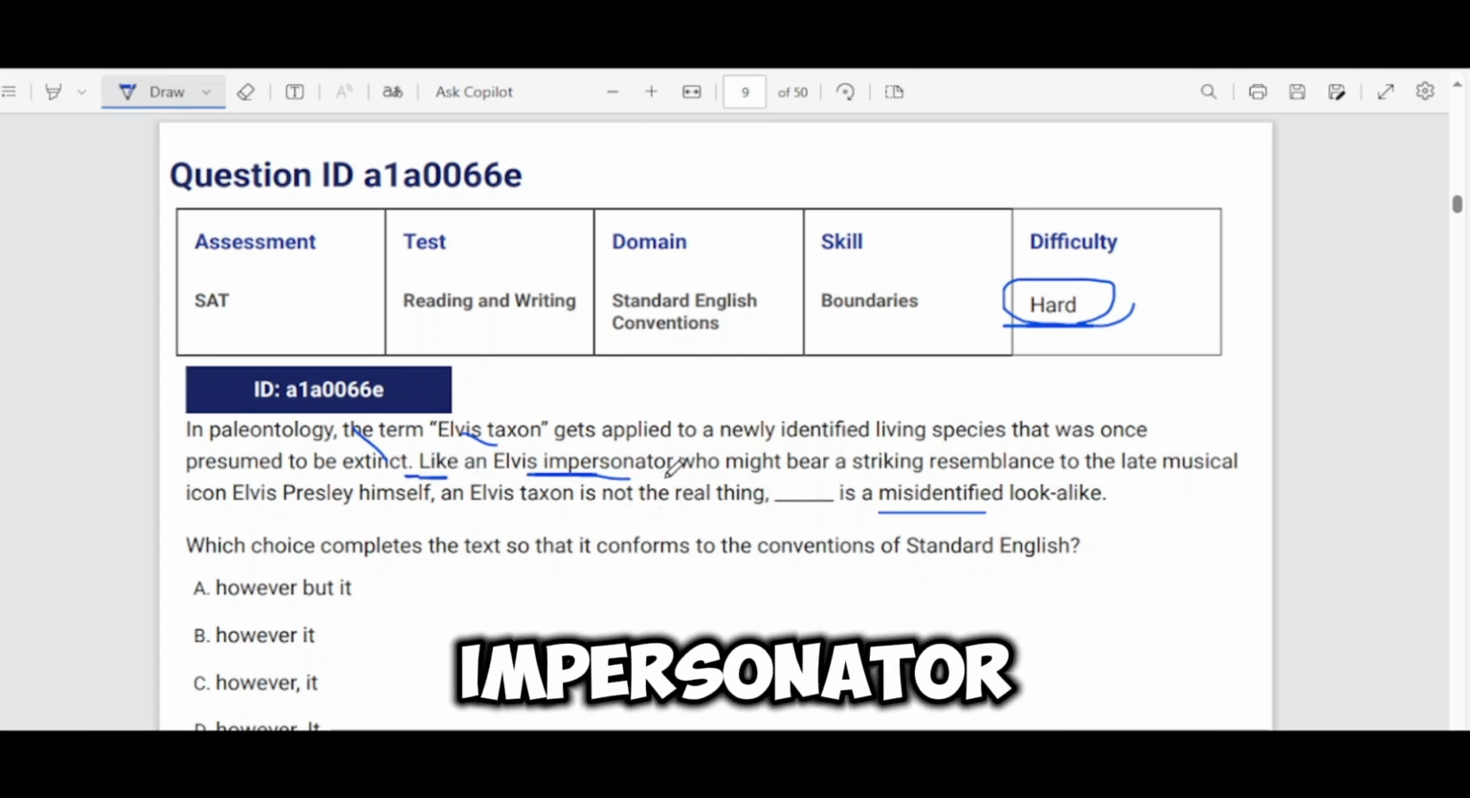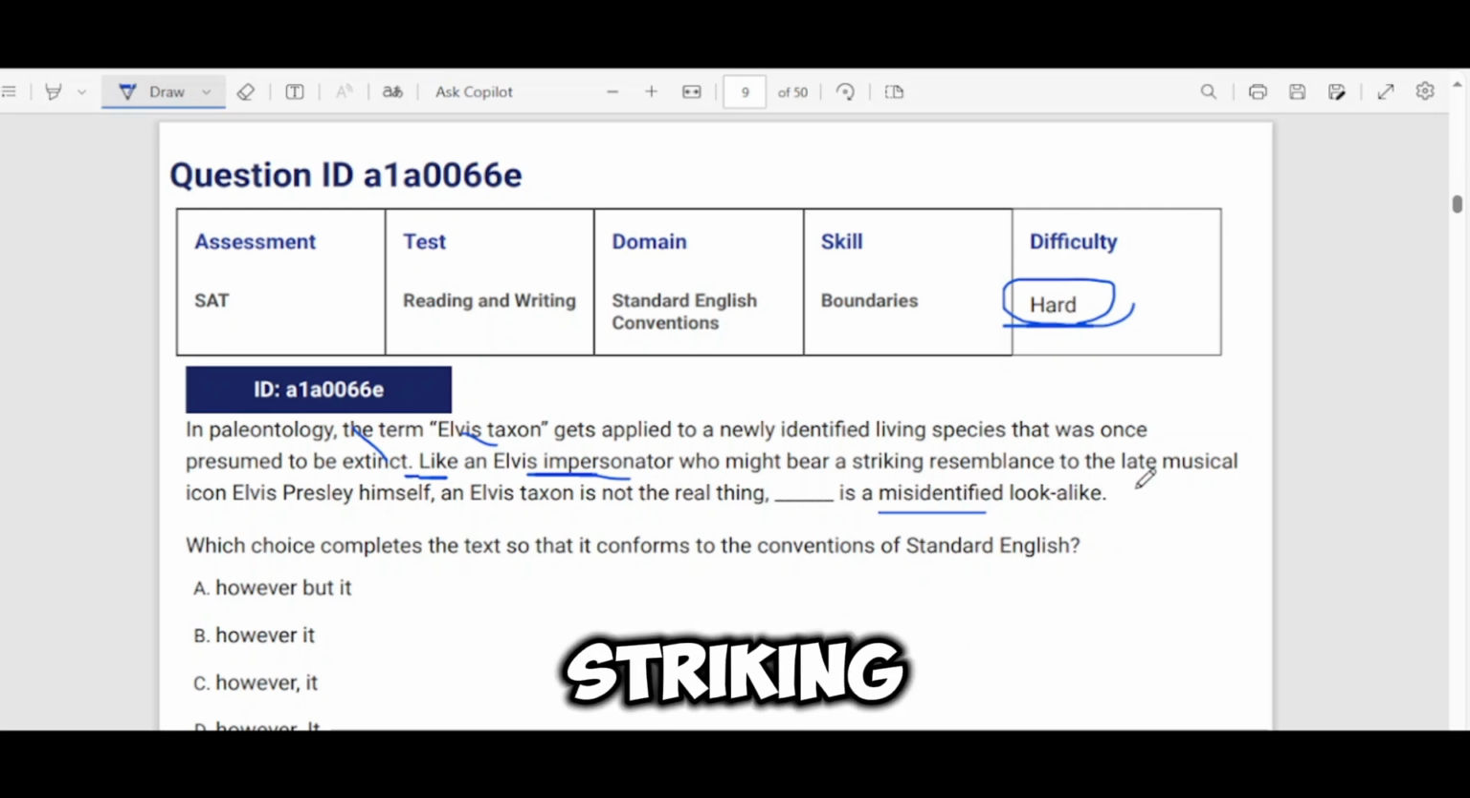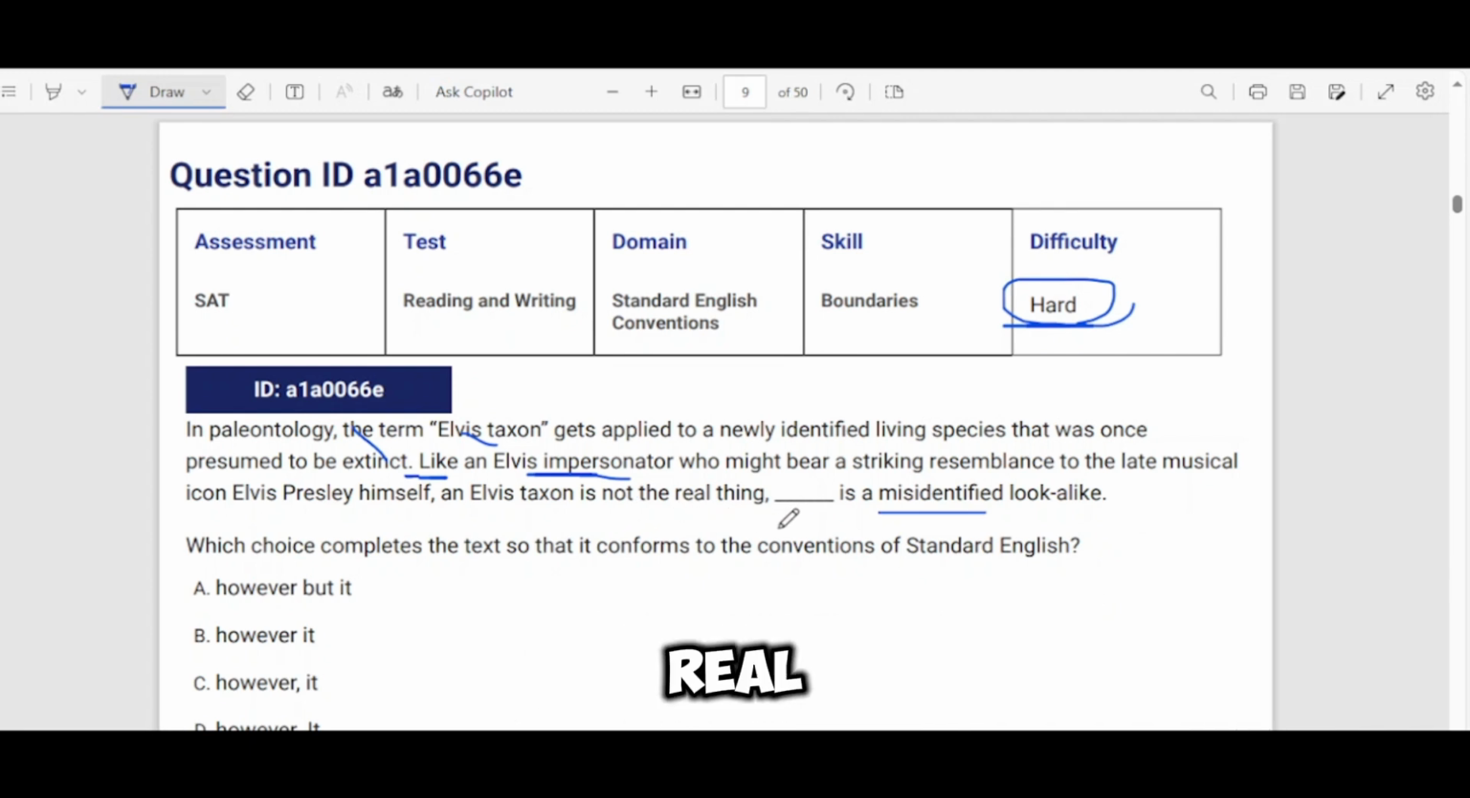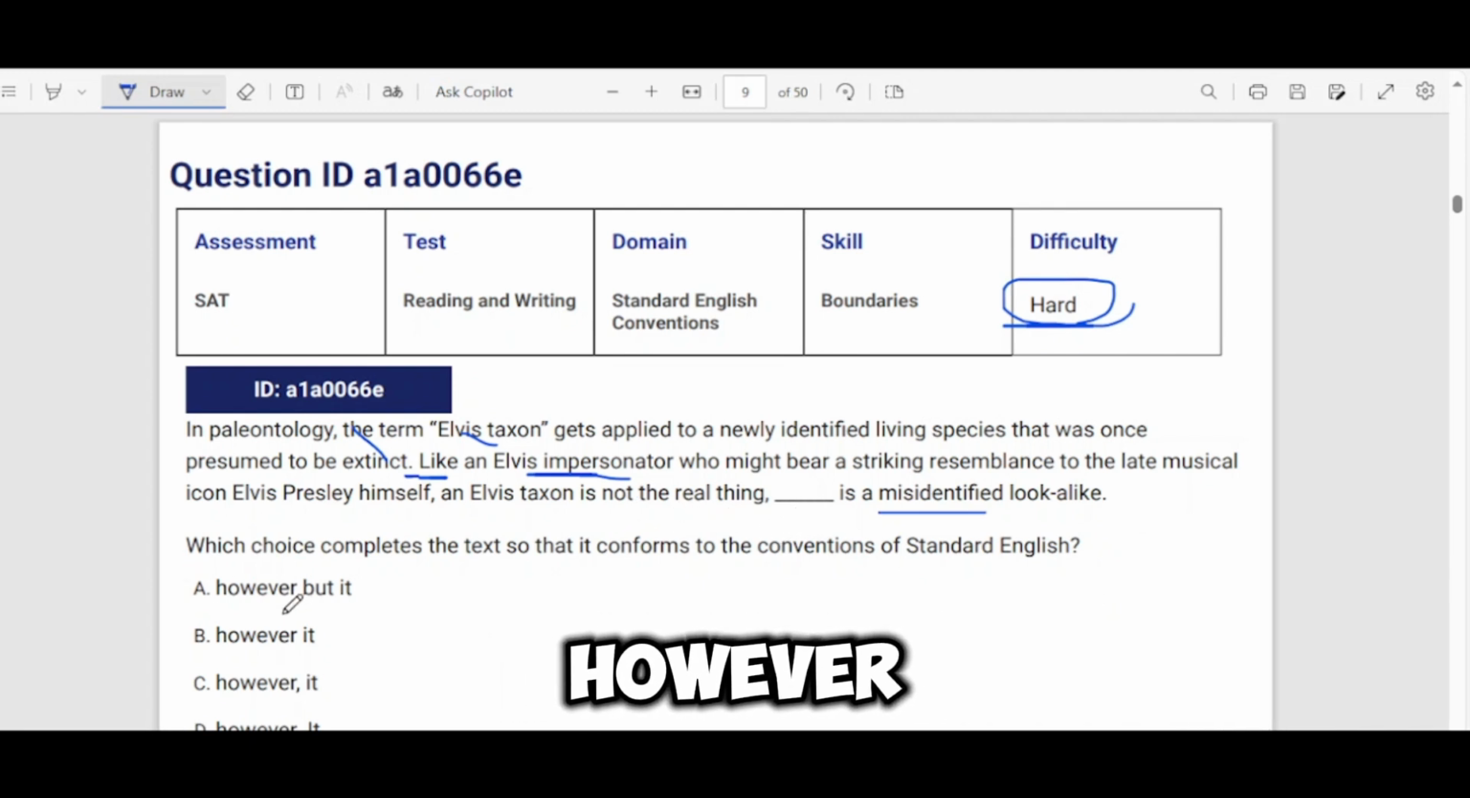Like an Elvis impersonator who might bear a striking resemblance to the late musical icon Elvis Presley himself, and Elvis Dickinson is not the real thing. However, okay, so what does this seem like to you? Like an Elvis impersonator who might bear a striking resemblance to the late musical icon Elvis Presley himself, and Elvis Dickinson is not the real thing.